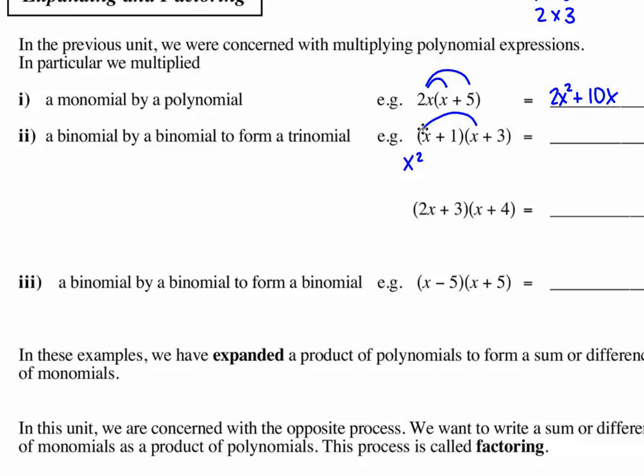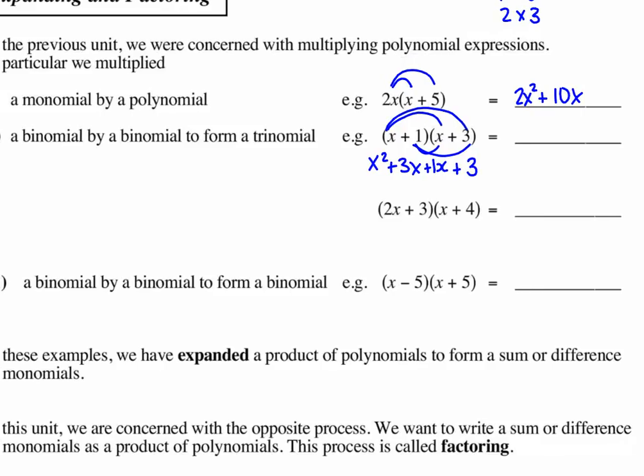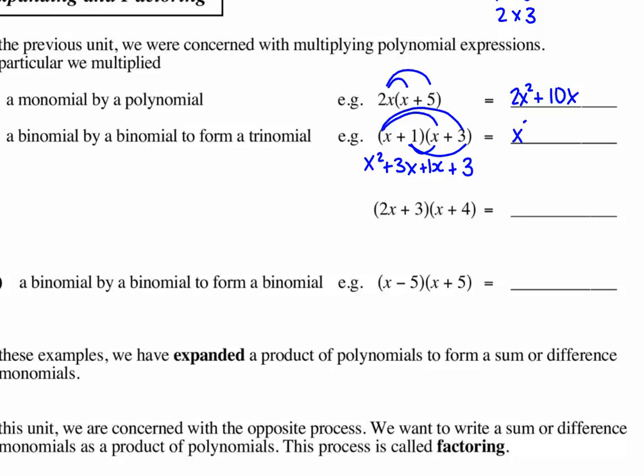x times x, and then x times 3, and 1 times x, 1 times 3. Okay, so what does that simplify to? x squared plus 4x, if we collect like terms, plus 3. Good.